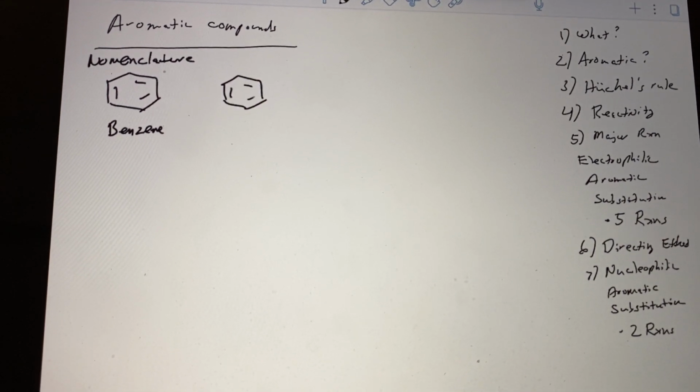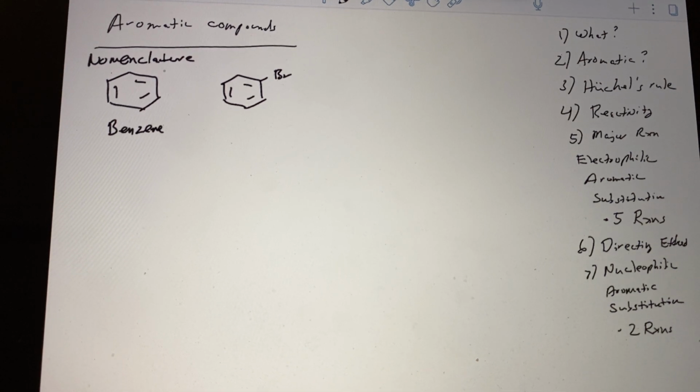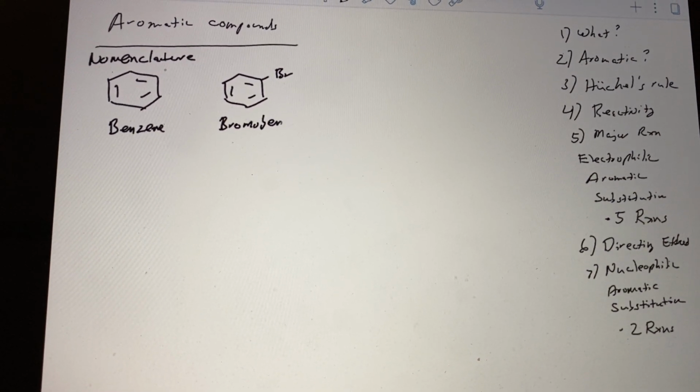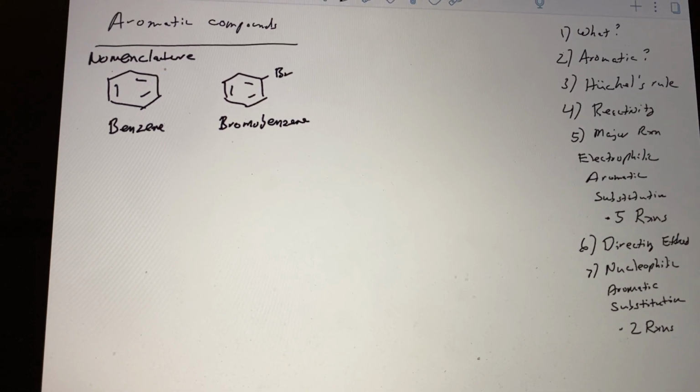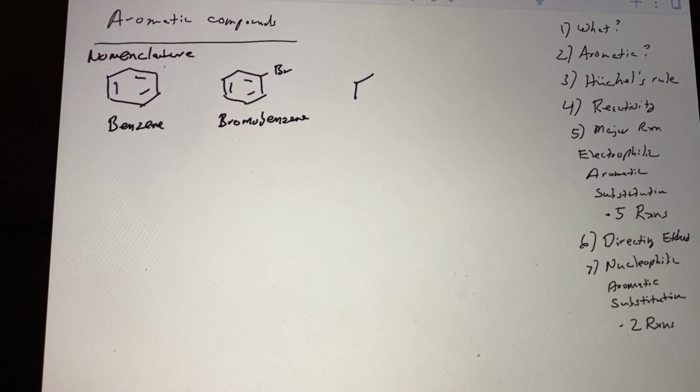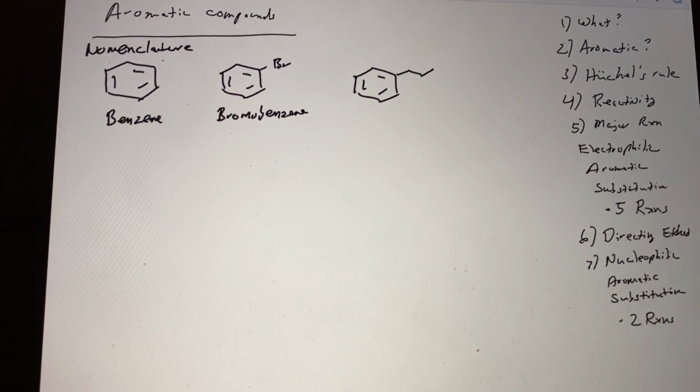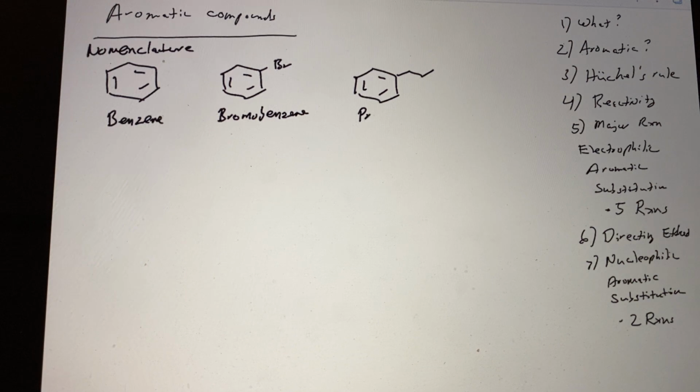Since benzene's the base of many of these compounds, if we have something, say, with a bromine on it, this is bromobenzene. And this works for halogens, alkyl groups, and all sorts of other things. Let's have a propyl group on here. This would be known as propylbenzene.